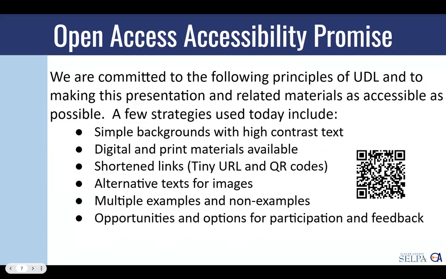And again, if you've ever been to an inclusive learning circle, you know that we have an accessibility promise. So we really commit to utilizing strategies in our presentations that really support accessibility for all. We make sure we have simple backgrounds with high contrast text. We have shortened links with our tiny URL and our QR code. We have alt text for images to support our screen reader access. And then we really do our best to provide some examples and non-examples, and then build in those opportunities for participation and feedback.